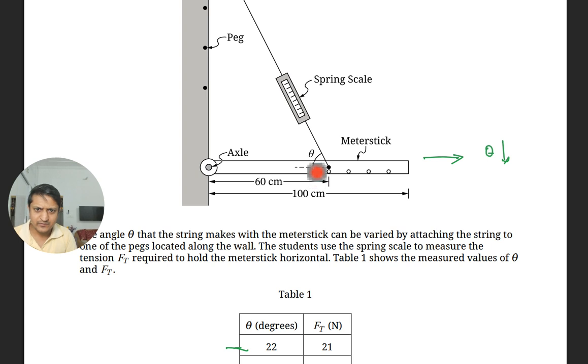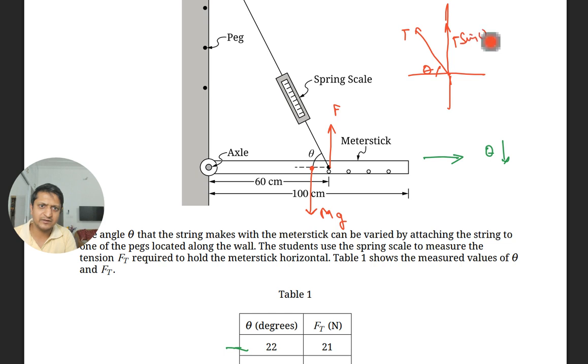See, this is the center of mass. The weight will act downwards like mg, and this force will act upwards. If this is T here, and this is theta, then when we take components here, it will be T sine theta. So this question is from rotation. This will create a clockwise torque and this will create an anti-clockwise torque. This is from 50, this is from 60.